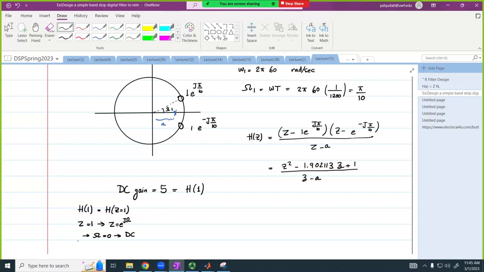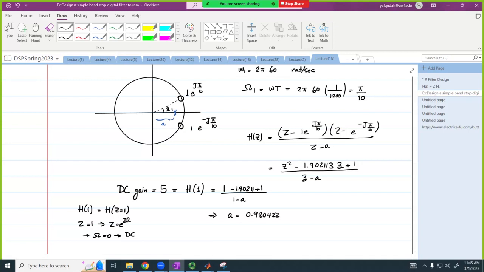Everybody? So you're saying that to solve for a, you just set z equal to 1. That's what we're going to do. So h of 1 is going to equal 1 minus 1.90211 plus 1, divided by 1 minus a. And therefore, we can calculate the value of a, which is going to equal 0.980422. Is that clear?